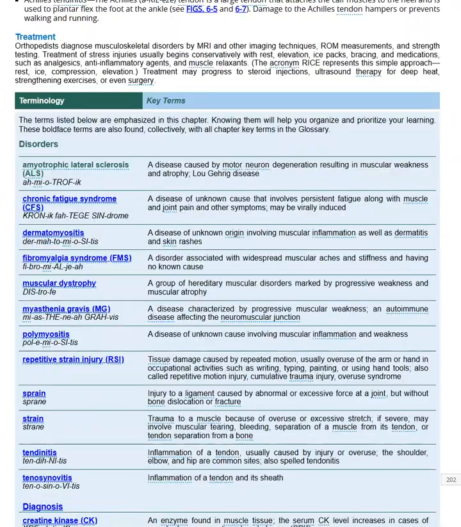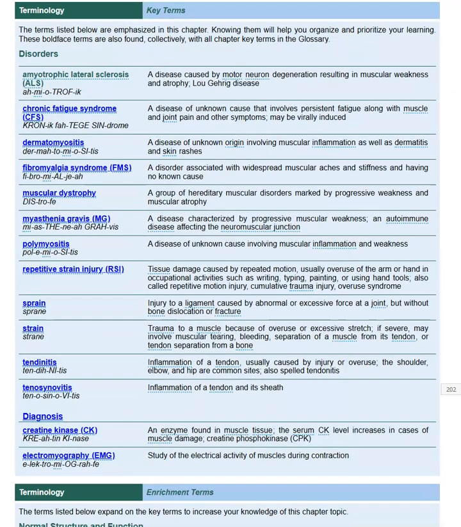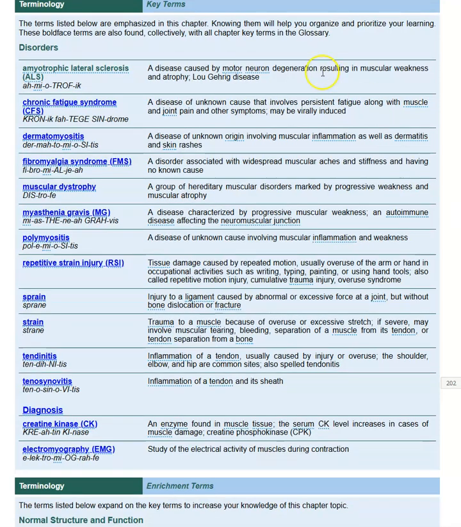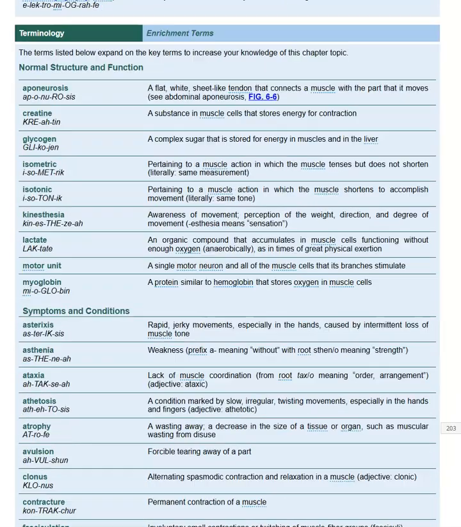Terminology. Here are terms emphasized in this chapter. It's listed out for you. It has your word and what it means, the definition is what I was trying to say. Terminology listed here again, enrichment terms, normal structure and function. Yes, so just, again, be familiar with these.